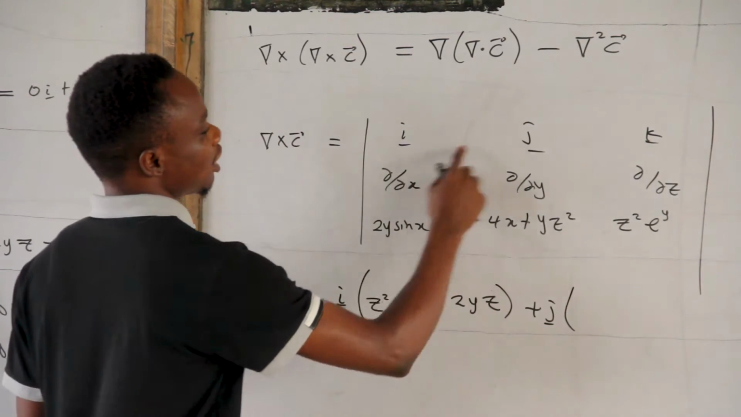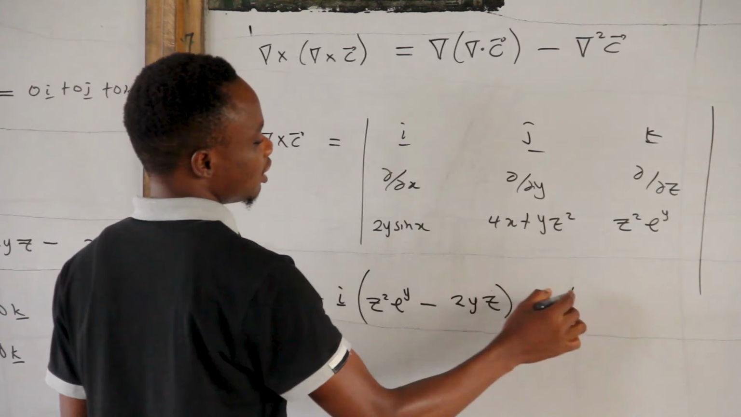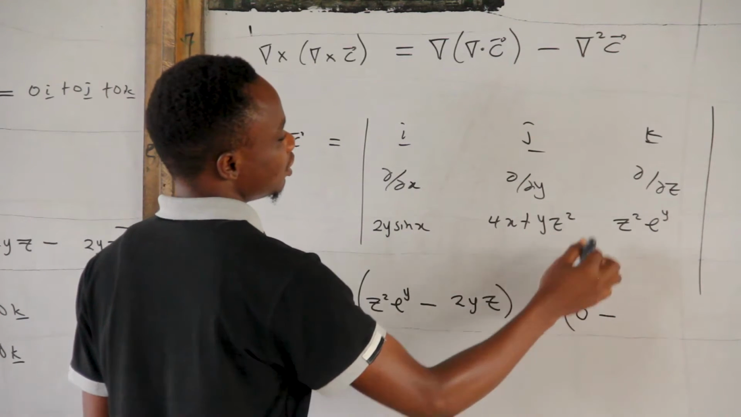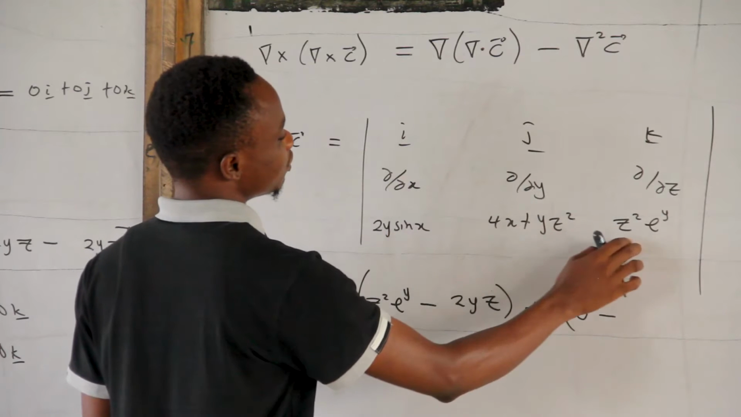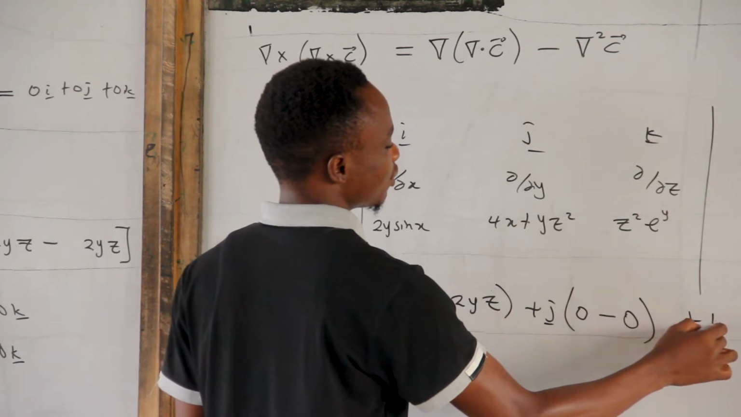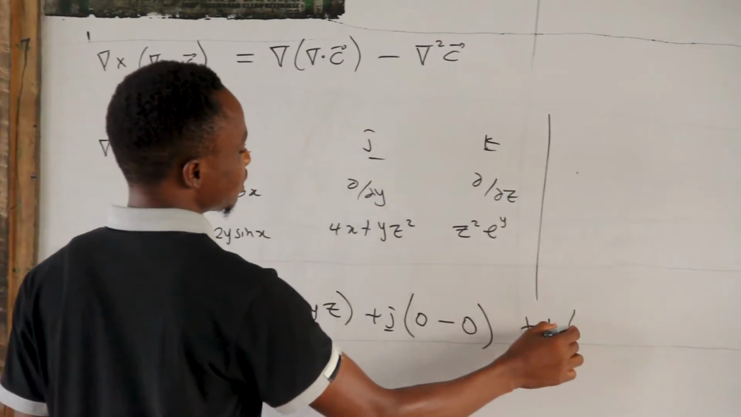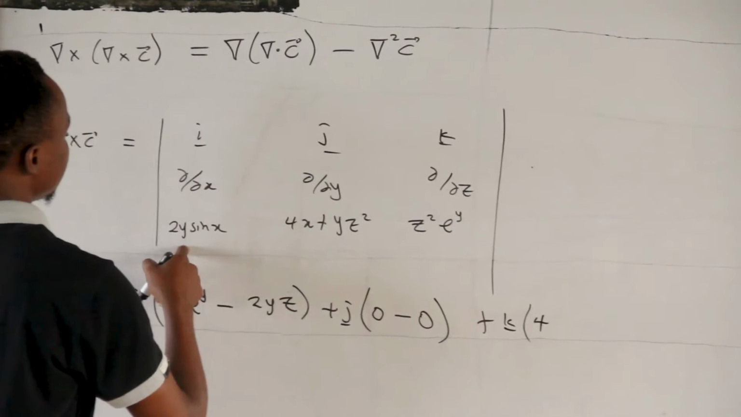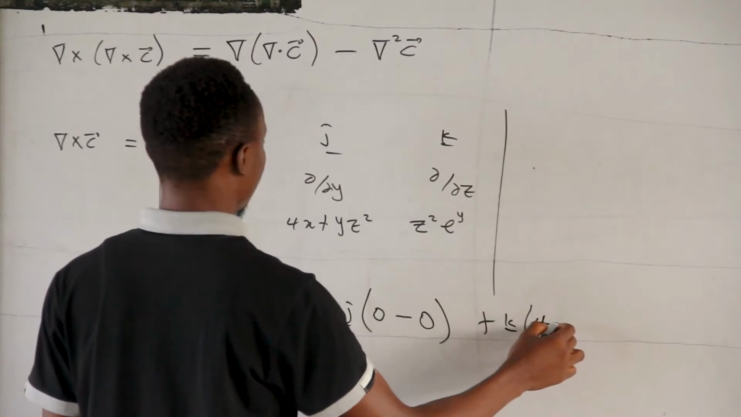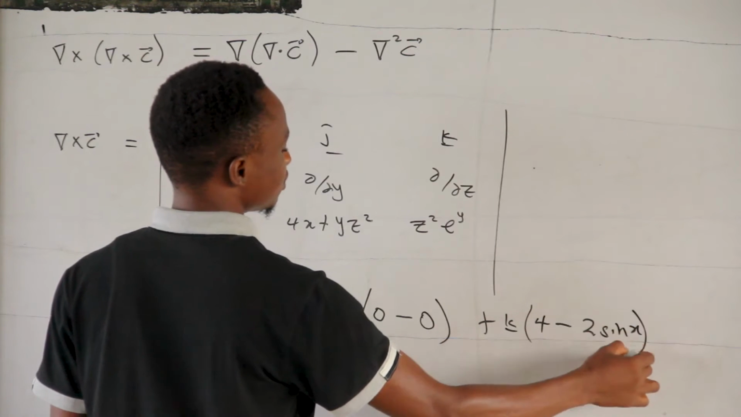I'll take everything from this with respect to z, minus 0. I'm doing this now. Everything of this with respect to x, minus. I'm going to have plus k into this, to cancel this. Delta x of this, that is 4. Delta y of this, that is minus 2 sin x.